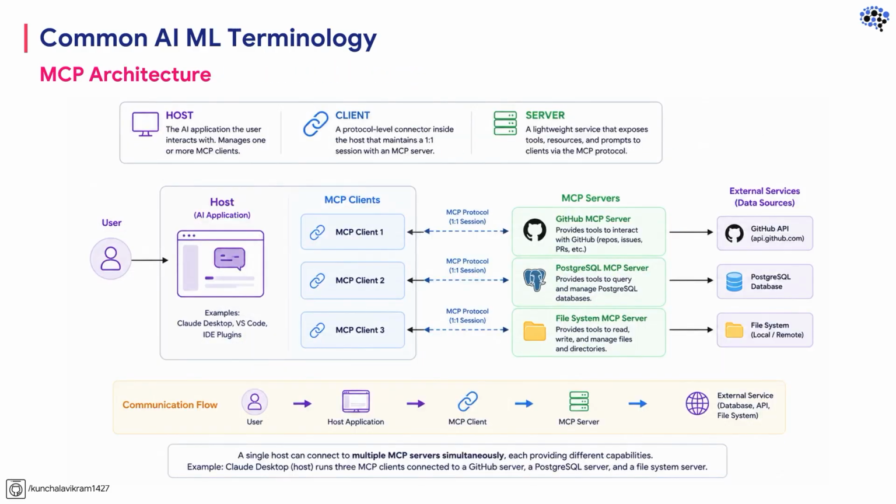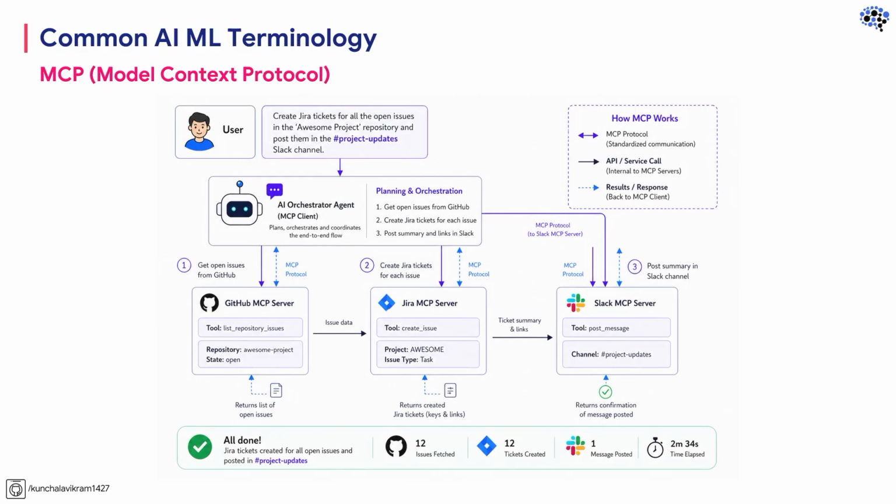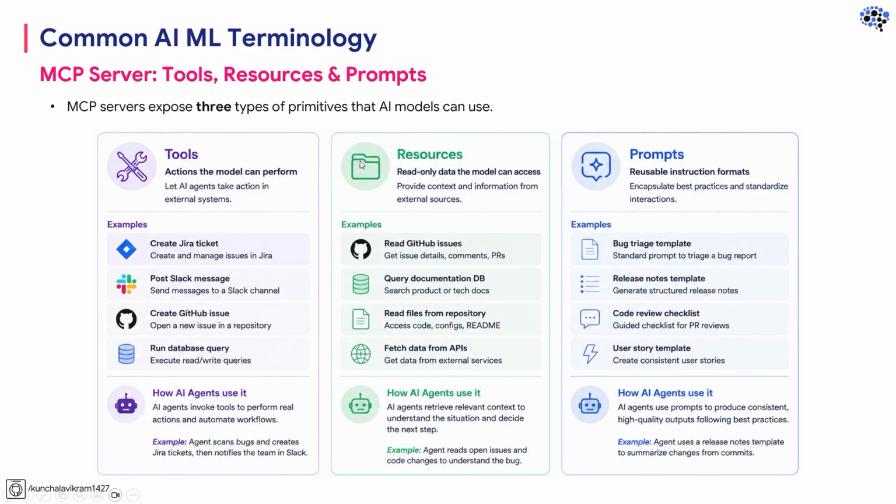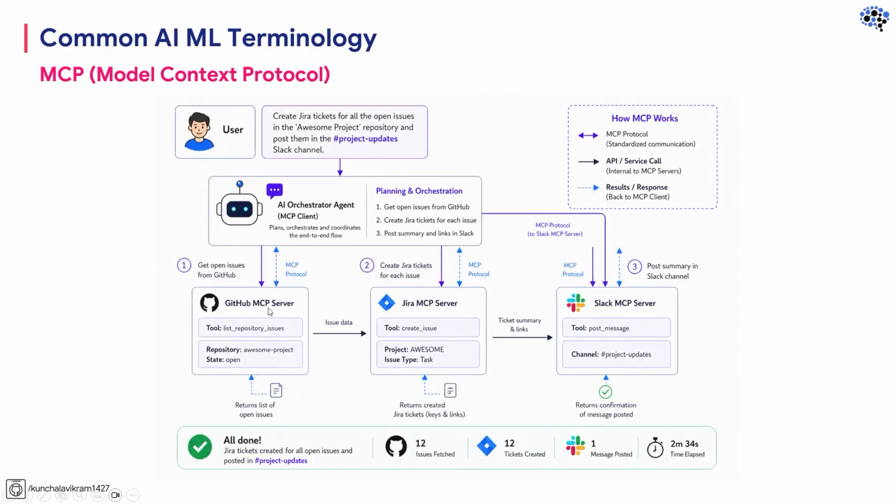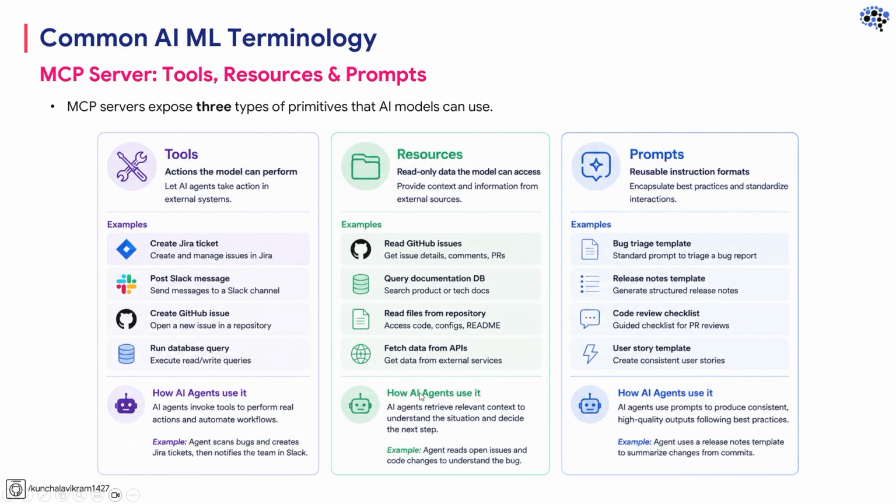So how is your agent actually able to create those issues or do something, right? It is done through tools, resources, and prompts. Each MCP server, for example, let's take the case of the GitHub MCP server, provides three types of primitives that the model can use. The first one is tools. As we already discussed, the GitHub MCP server can talk to GitHub for fetching the issues. The Jira MCP server can actually create the issues in the Jira instance, right? So this is done through tools.